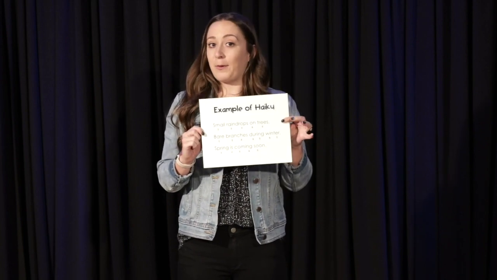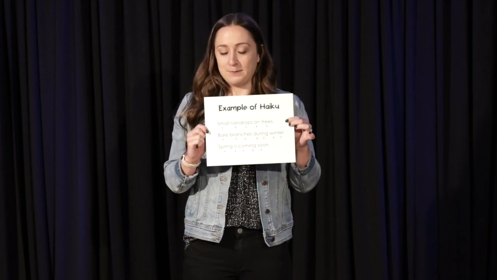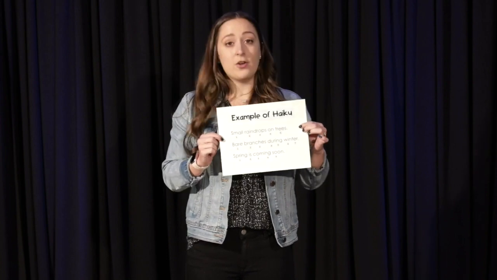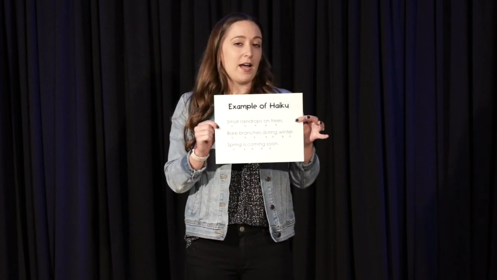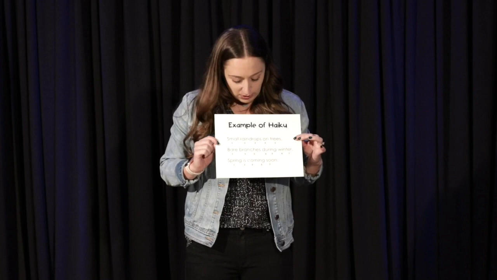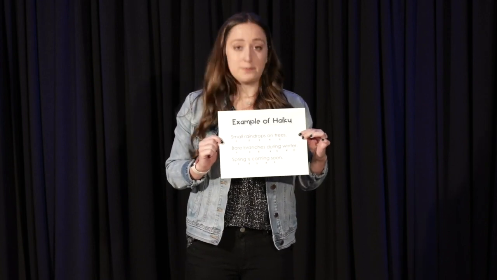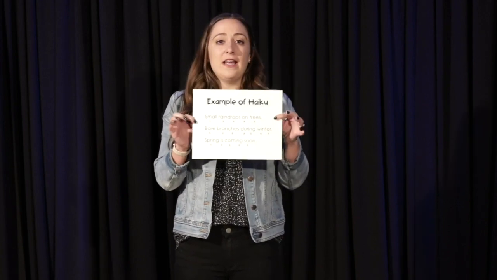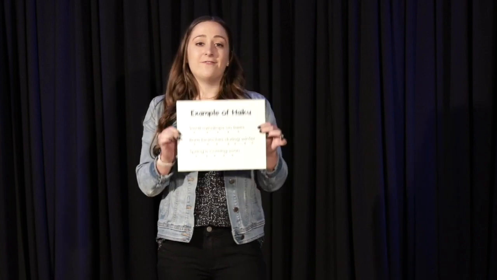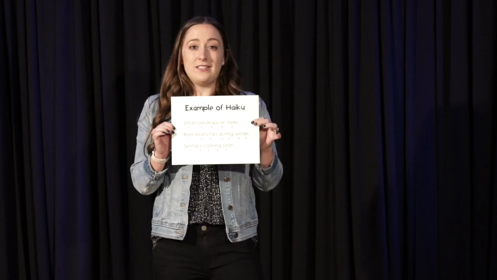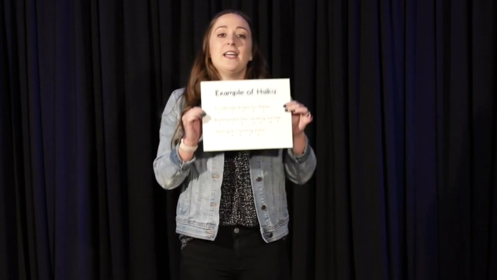This is important to remember when you read or write haiku poems. And you may notice that the number of words in a haiku poem line does not matter. So our first line, small raindrops on trees, has 4 words, and that's okay, as long as it has 5 syllables. So you'll notice a different number of words in each line. It's okay, as long as you follow the syllable pattern.